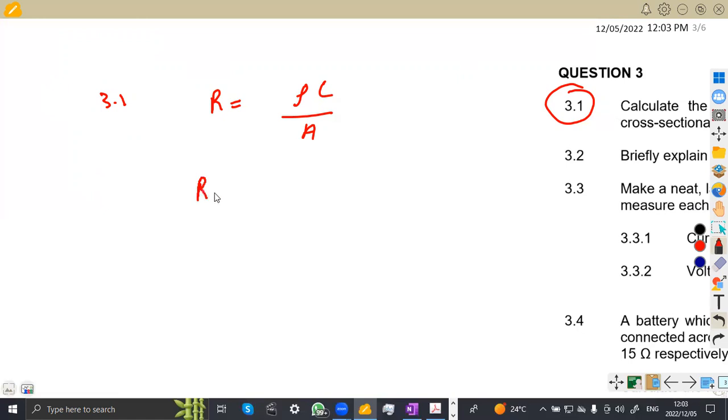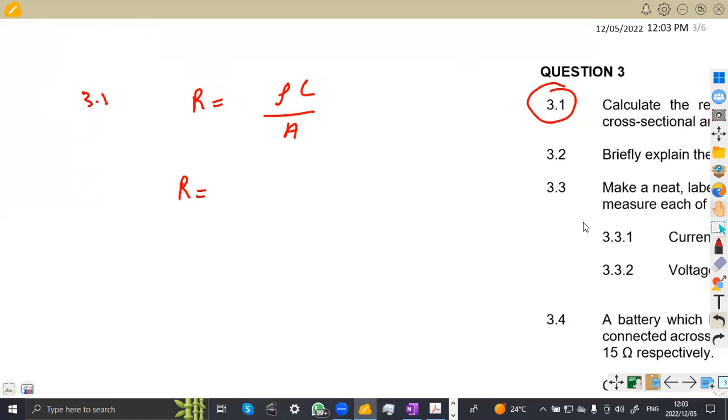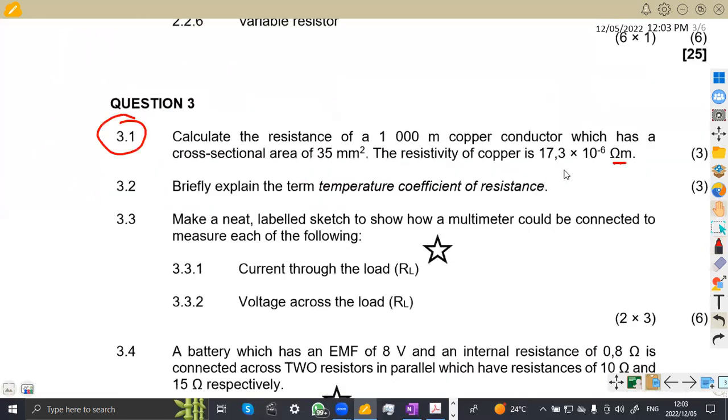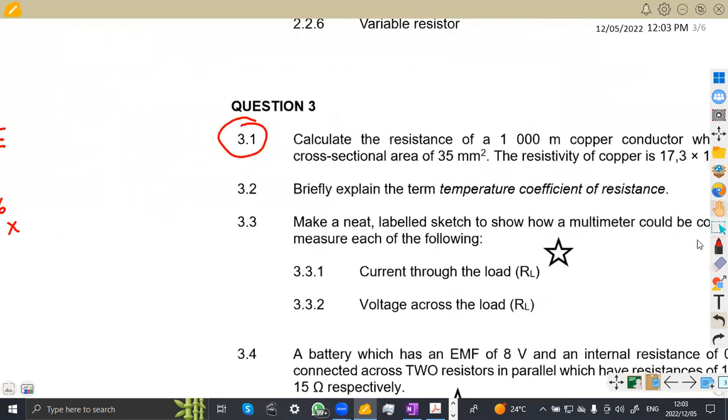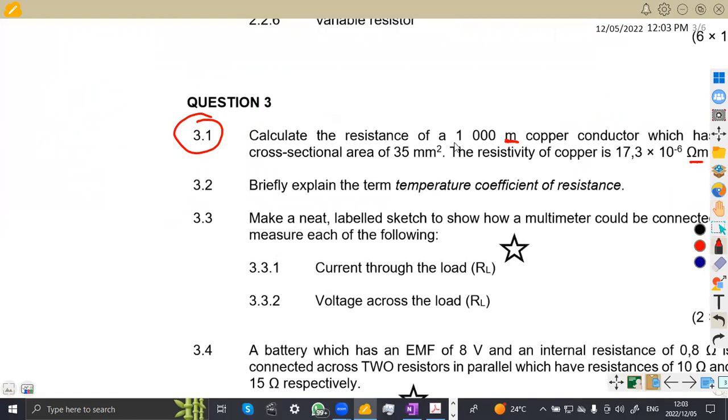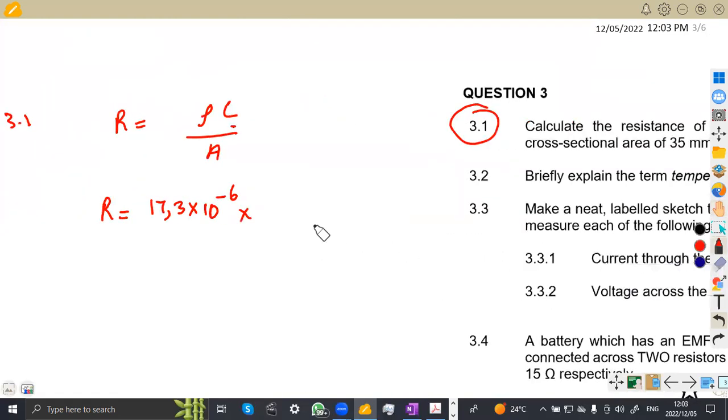But in this case, we just need to change one or two things here. The resistivity is fine, 17.3 times 10 to the power of minus 6. That one is not going to change. There is nothing that we can change there. 17.3 times 10 to the exponent of negative 6 times the length. All right, let's check the length. Is it in meters? Our length is in meters, so nothing is going to change. Just going to use the 1000 as it is.